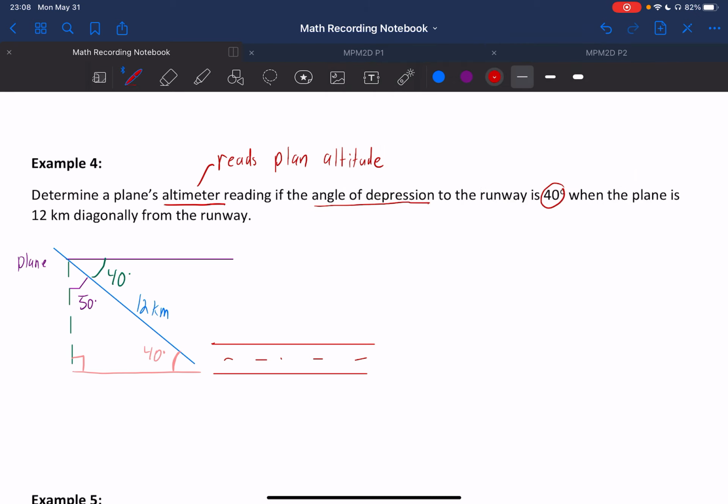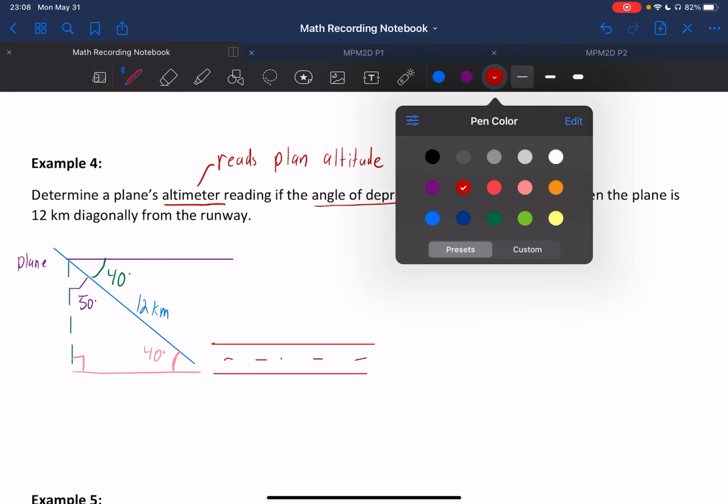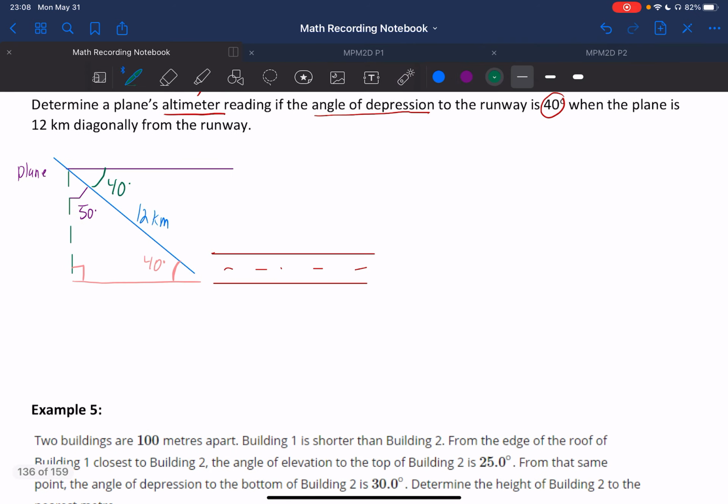Let's try redrawing this out. What does this really look like? Well, what it really looks like is a triangle here with 90 degrees. There's 50 degrees here and 40 degrees here. Sorry, not 60, 40, my apologies. That's 40. And the hypotenuse is 12 kilometers.